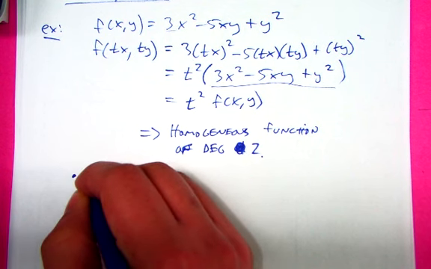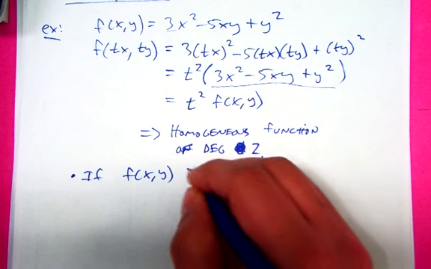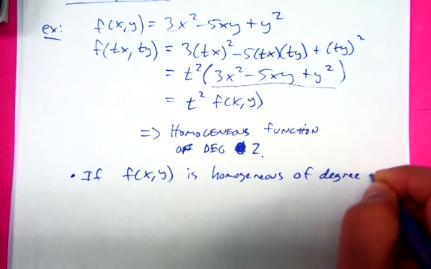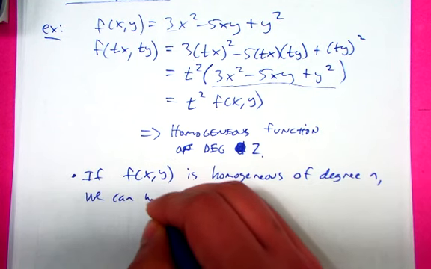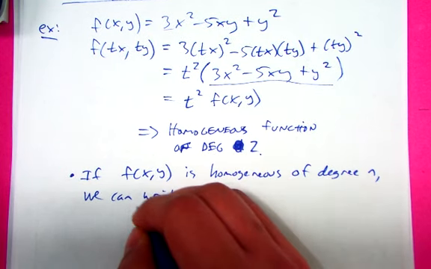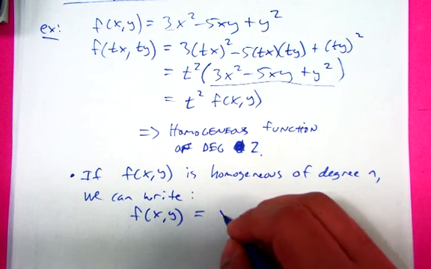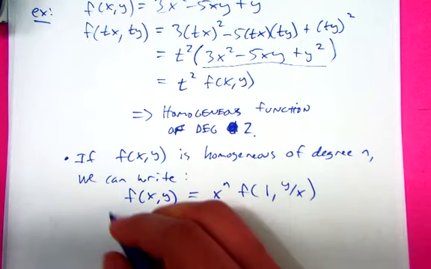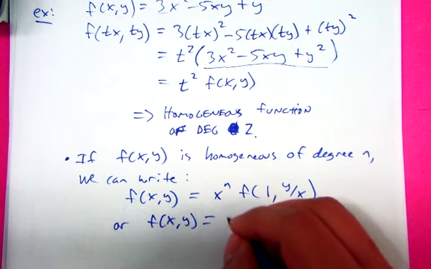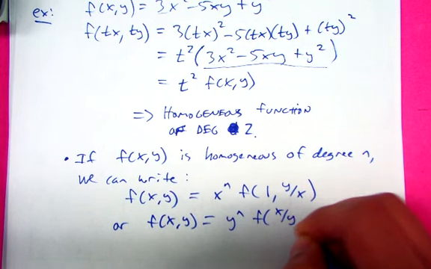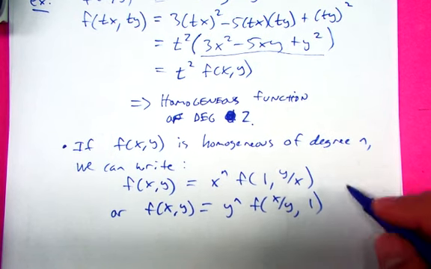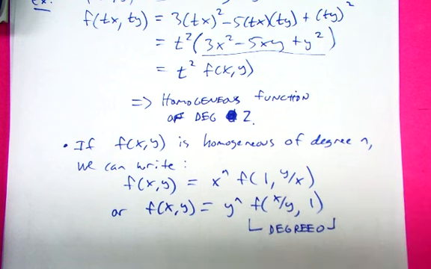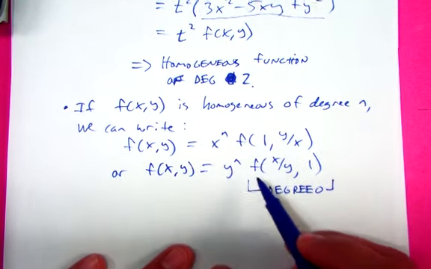If f of xy is homogeneous of degree n, you can also write f of xy as x to the n times the function f of 1 and then y over x, or we could also pull out a y to the n, which would then make this x over y, and 1 is our variables. So essentially what we've done is made this part here degree 0. So if we pull out an x to the n or y to the n, we've made it just now a homogeneous equation with no degree.